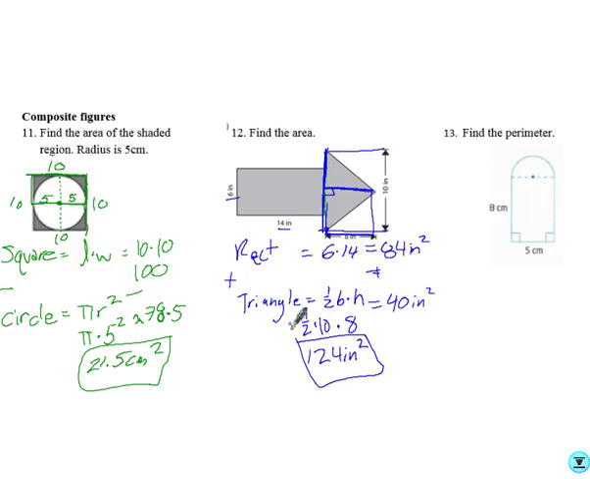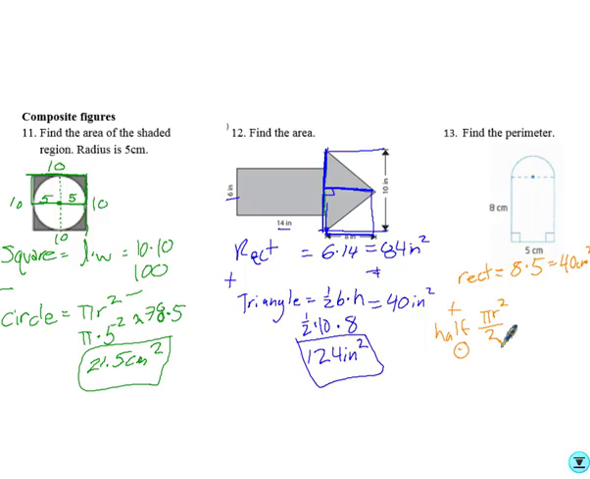Alright, and then the last figure that we have is a rectangle plus a half of a circle. So I'll say half circle. So we need to figure out, again, the area of the rectangle. That's easy. 8 times 5. Length times width. So 40 centimeters squared. And then for area of the circle, or the half circle, we're still going to use pi r squared, but then we have to divide it by 2 because it's a half of a circle.